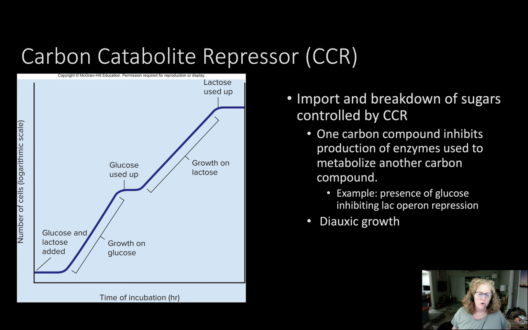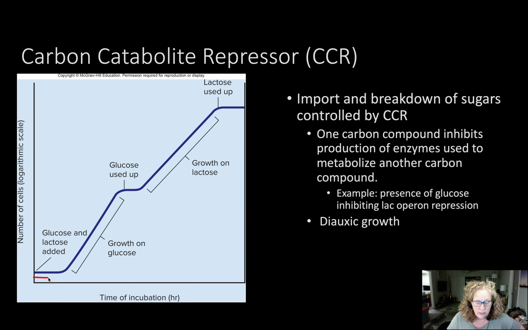Now, this is what's called the CCR, carbon catabolite repression, and these are some examples of glucose and lactose metabolism. When sugars are getting broken down, we can measure this through time of incubation. In this graph, they're looking at how quickly cells grew on glucose and then when they grew on lactose. And you can see they're pretty much the same rate. Lactose growth was just slightly slower, but glucose and lactose were added to the media.